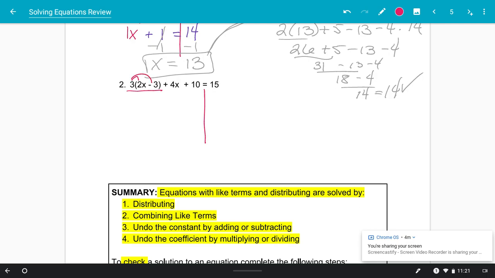So distributing out, 3 times 2x is going to give us 6x. 3 times negative 3 is going to give us a negative 9. And then I'm going to bring down the 4x, and I'm going to bring down the 10.